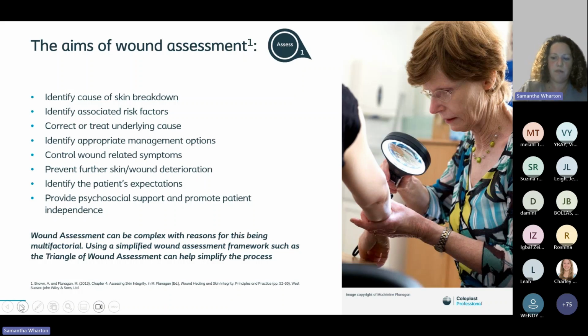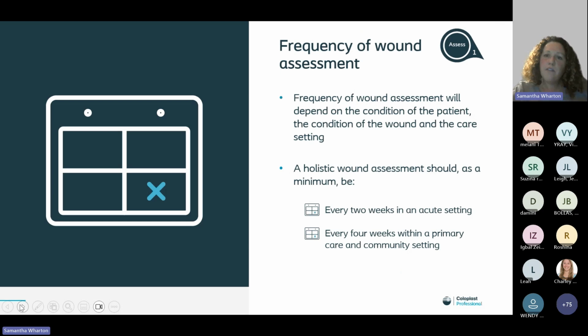And this is what we'll go through when we look at our assessment. How often should wound assessments be carried out? A holistic wound assessment, so that's that full wound assessment, really doing a really robust full assessment, should be done every 2 weeks in an acute setting and every 4 weeks within a primary care and community setting. But obviously every time you're removing a dressing, you're doing a wound assessment.